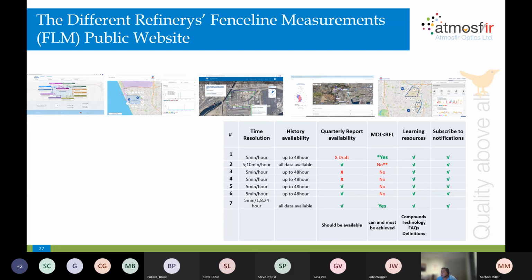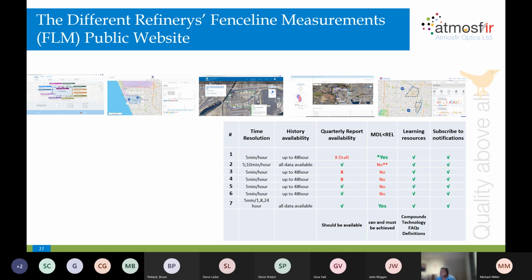Some of them give you the ability to see all the data. And again, there is no uniformity in that. In terms of the quarterly report, each refinery needs to issue a quarterly report and publish it to the public. So most of the refineries did that. Some of them had issued just 1 report and not the 3 that were needed by today. And some of them just reported a draft.